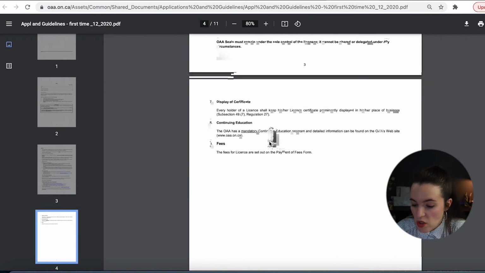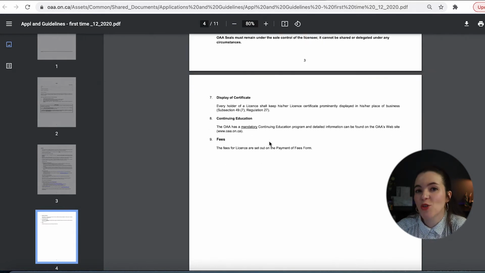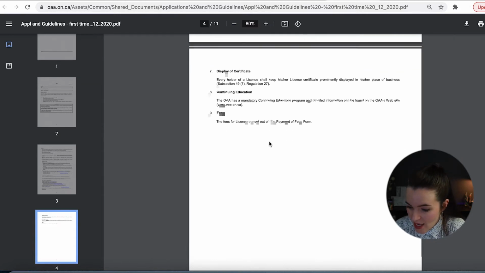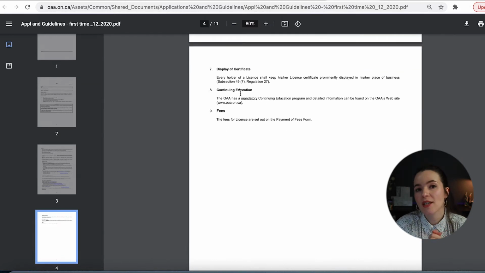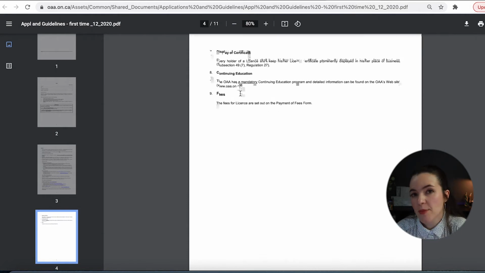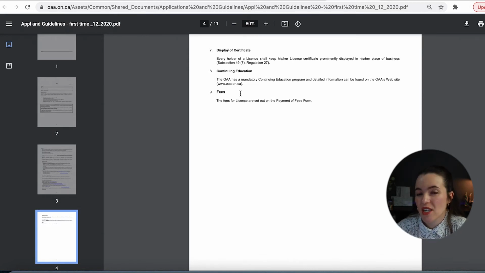And then once you do get your certificate, you need to display your certificate. And then, of course, once you are licensed, you need to maintain your license, the continuing education program that's set out by the OAA. And there's, of course, annual fees that you need to pay on a yearly basis. Now, if you guys are interested in more information on the continuing education program, let me know down below.